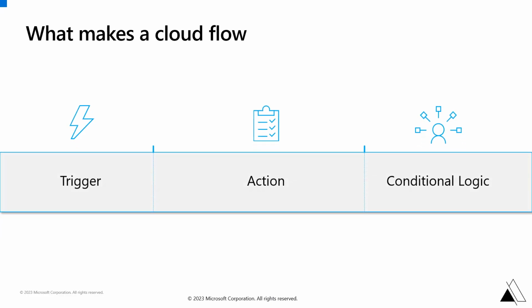So, what makes a cloud flow? It basically consists of a few building blocks. It consists of a trigger, an action, and typically a conditional logic step as well. Let's look at them a bit closer.